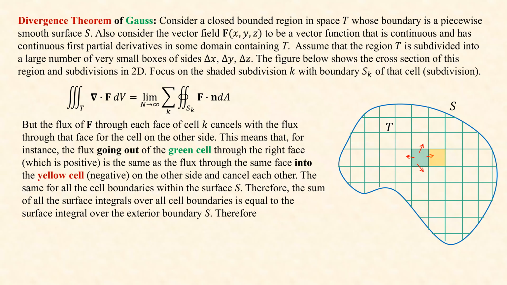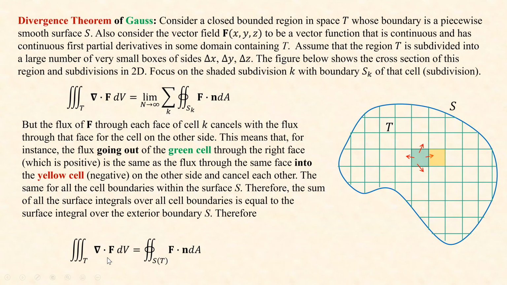Okay? And you on the surface S of the region T. So the sum of all surface integrals over all cell boundaries is equal to the surface integral over the exterior boundary S. All of these interior surfaces cancel each other until you get to the surface, so that this total summation becomes only the flux of F going through the surface.